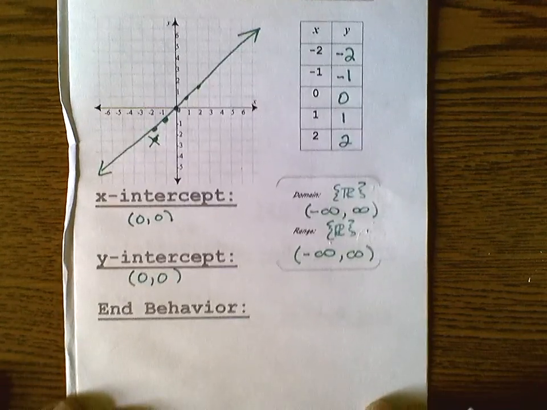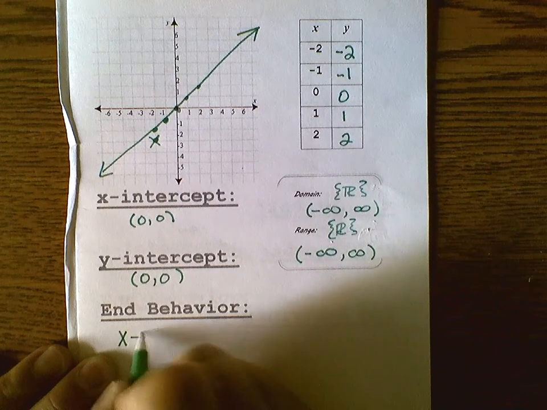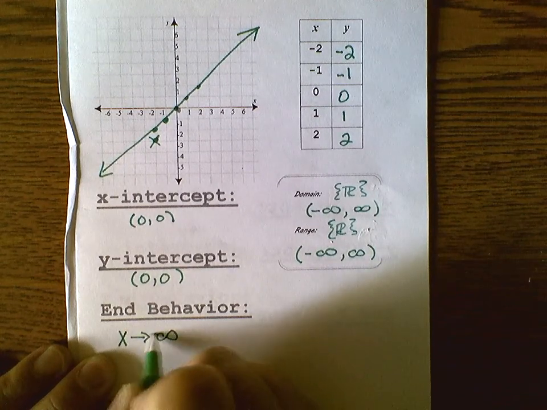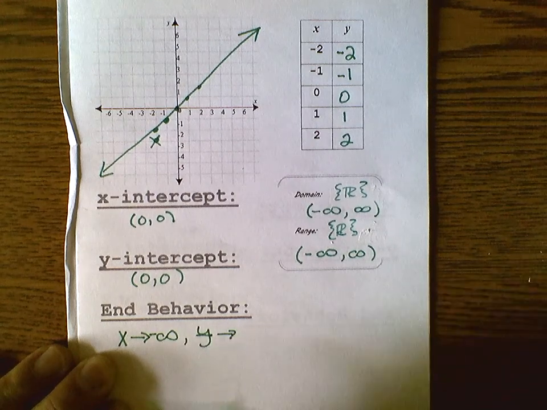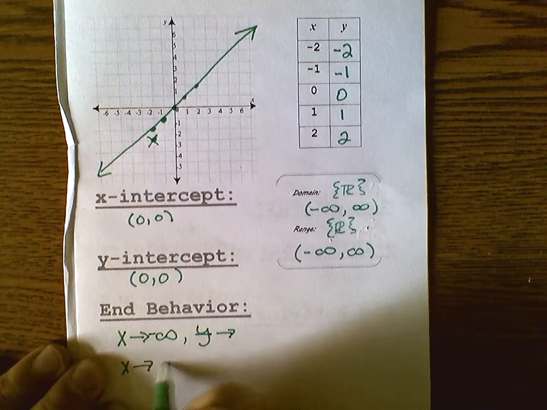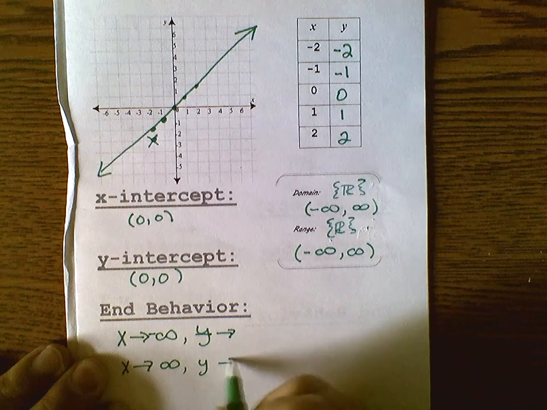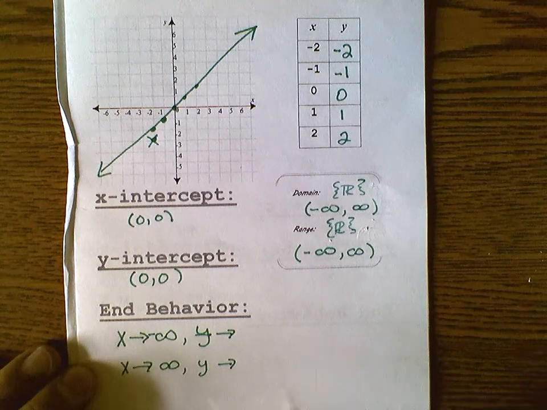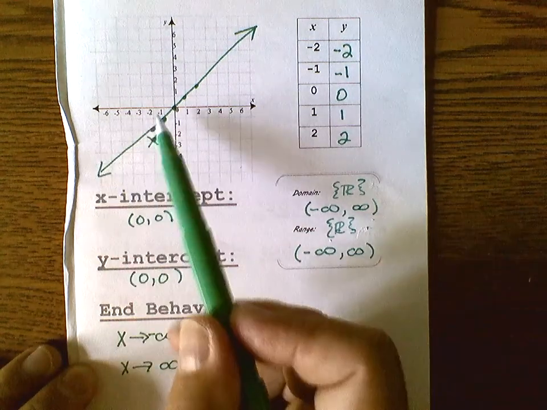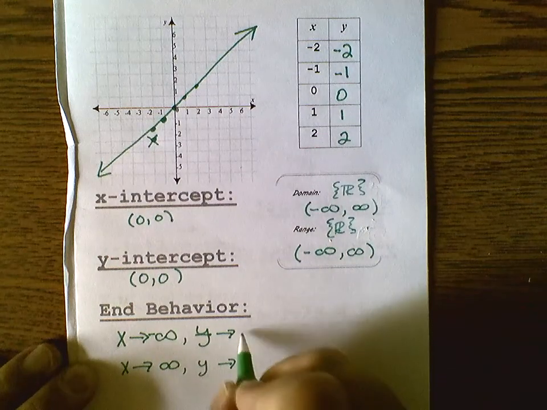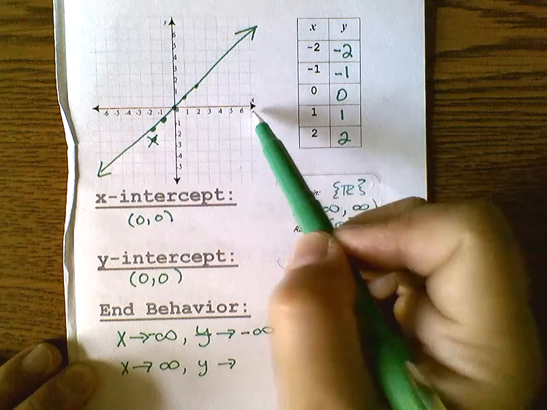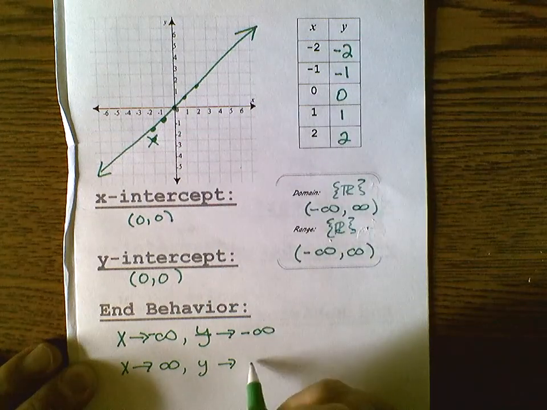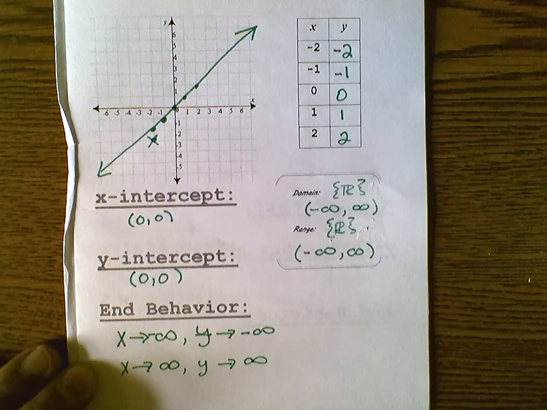All right, then let's talk about end behavior. As x goes to negative infinity, what is y doing? And as x goes to positive infinity, what is y doing? So going in the negative direction, y is also going in the negative direction forever. And as x goes in the positive direction, y is also going in the positive direction forever.